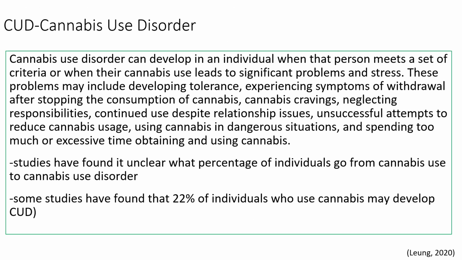Cannabis use disorder can develop in an individual when that person meets a set of criteria or when their cannabis use leads to significant problems and stress. These problems may include developing tolerance, experiencing symptoms of withdrawal after stopping the consumption of cannabis, cannabis cravings, neglecting responsibilities, continued use despite relationship issues, unsuccessful attempts to reduce cannabis usage, using cannabis in dangerous situations, and spending too much or excessive time obtaining and using cannabis.